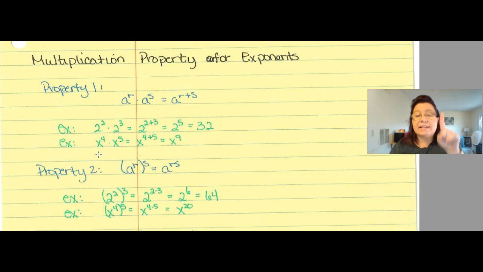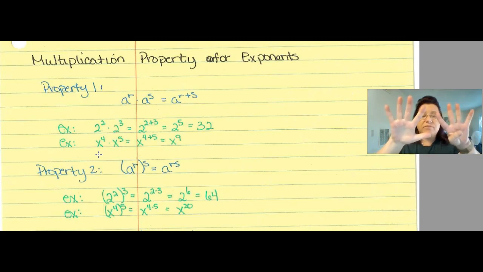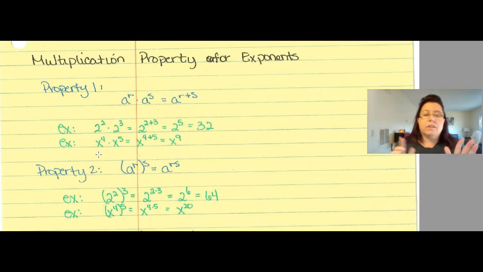It works with variables as well. X to the fourth is x times x times x times x. X to the fifth is x times x times x times x times x. How many total x's do I have? Well, I have 4 plus 5, 9. So if we add the exponents, then it saves us a lot of work of having to write out x times x times x, and then 1, 2, 3, 4, 5, 6, 7, 8, 9. Right? We're going to use this property that a to the r times a to the s will equal a to the r plus s.